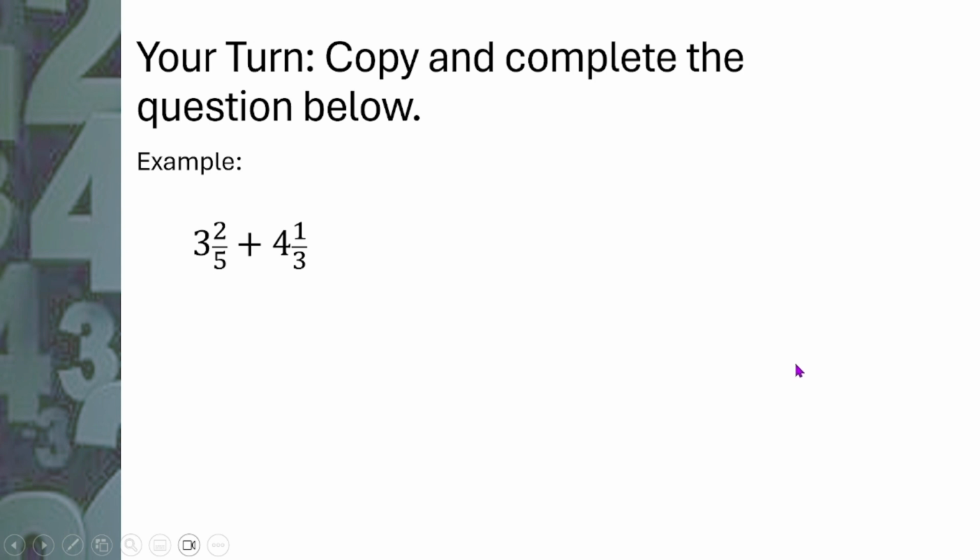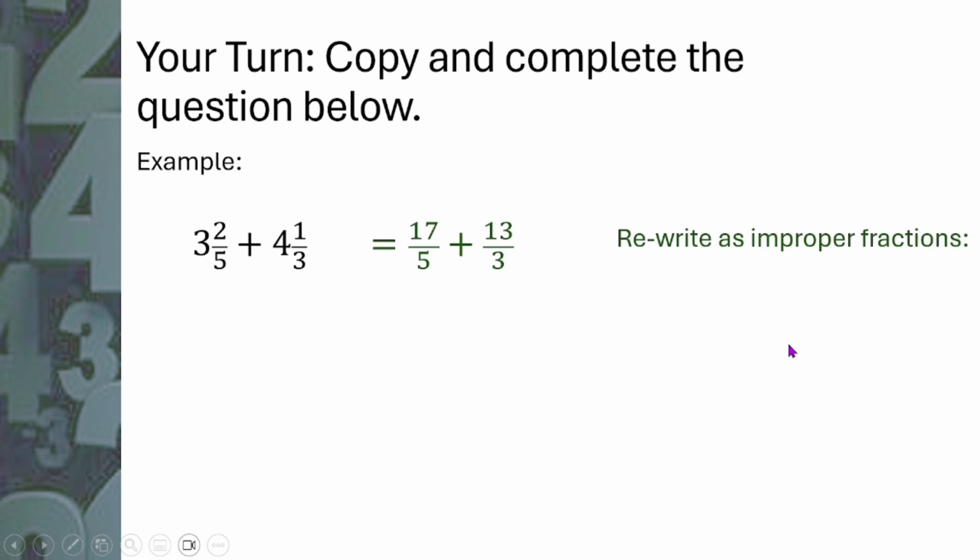Step 1. Write these mixed numbers as improper fractions to begin with. 3 times 5 is 15, plus 2 is 17, 17 over 5 for the first one. 4 times 3 is 12, 12 plus 1 is 13 over 3 for the second one. Step 2, find a common denominator. So multiply all of the first fraction by 3, all of the second fraction by 5.